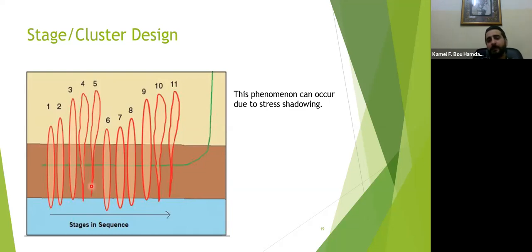The same thing happens with the clusters. So we have, let's say, 5 clusters per stage. Some clusters might have limited entry, so the perforations might not be open as the others, and you might also get something like that within the clusters. So somewhere we might have fractures propagating more than the nearby clusters.